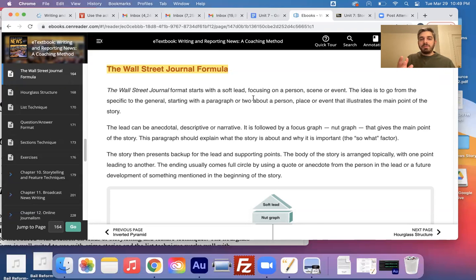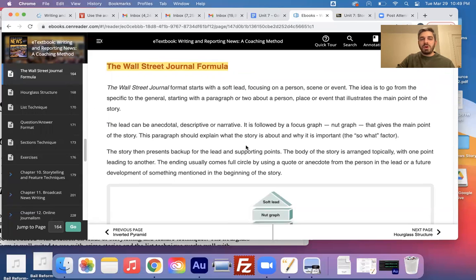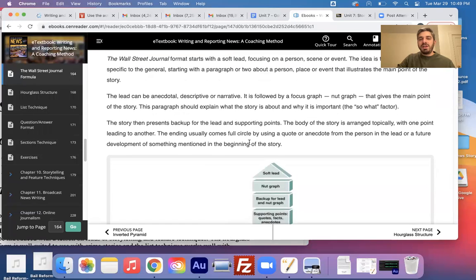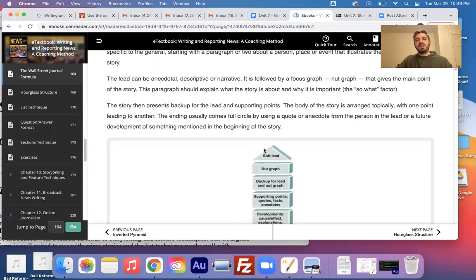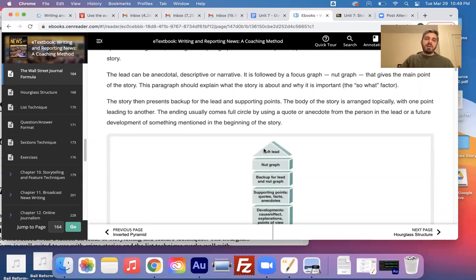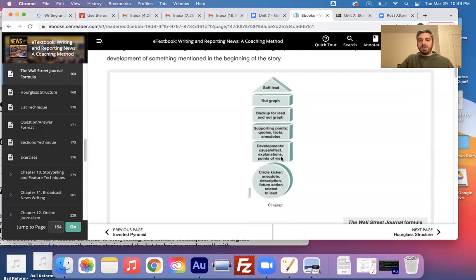The story then presents backup for the lead and supporting points. The body of the story is arranged topically with one point leading to another. The ending usually comes full circle by using a quote or anecdote from the person in the lead or a future development of something mentioned in the beginning.